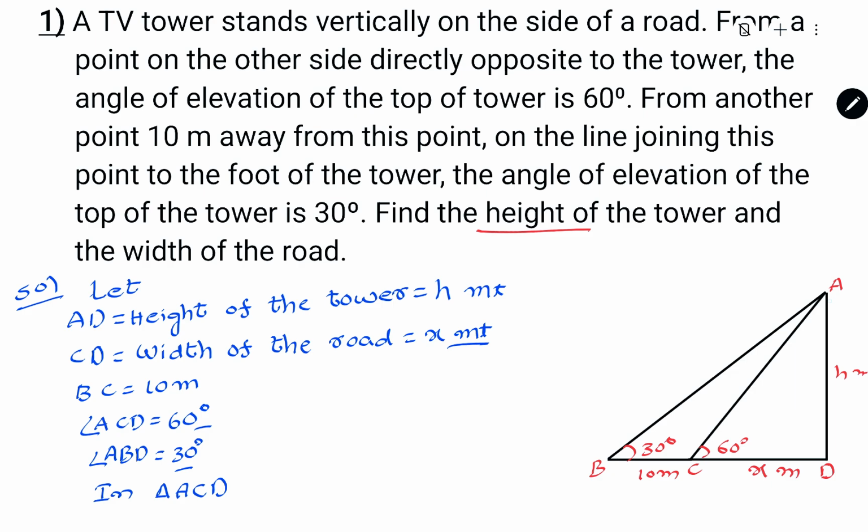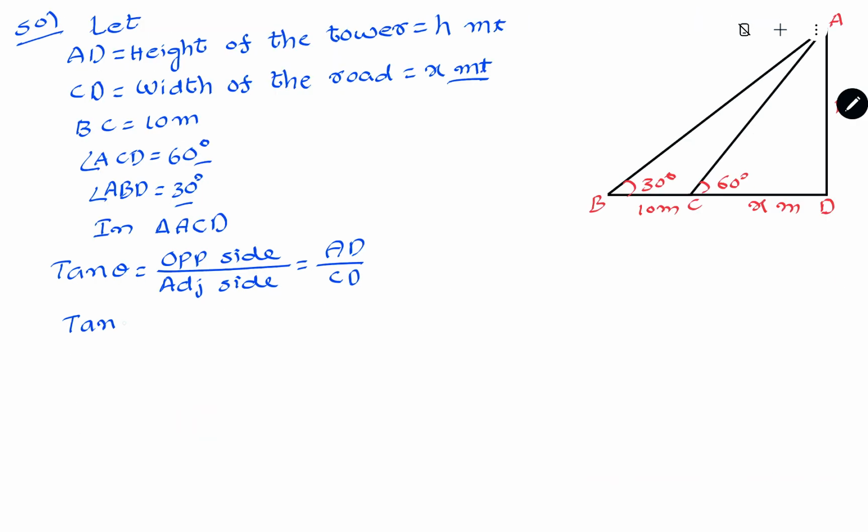First we take triangle ACD. Here we take tan ratio. Tan 60 is equal to opposite side by adjacent side, h by x. Theta is here 60. Opposite side h, adjacent side x. Tan 60 is root 3, so root 3 is equal to h by x. We assume this one is equation number 1.